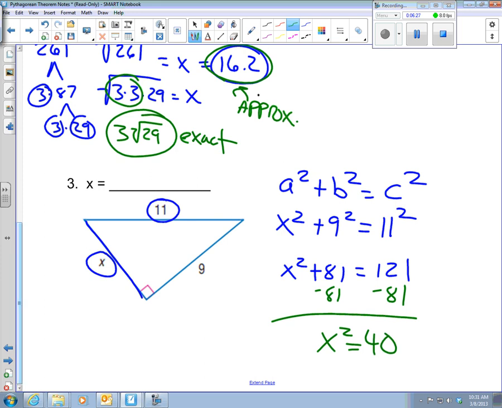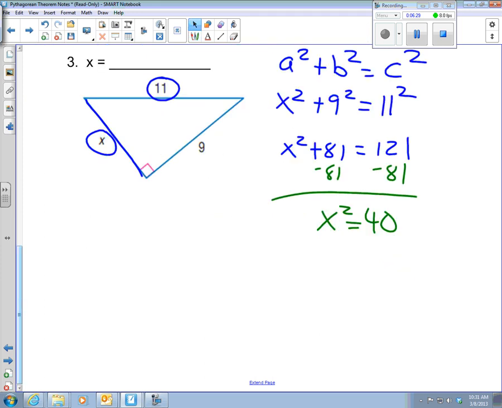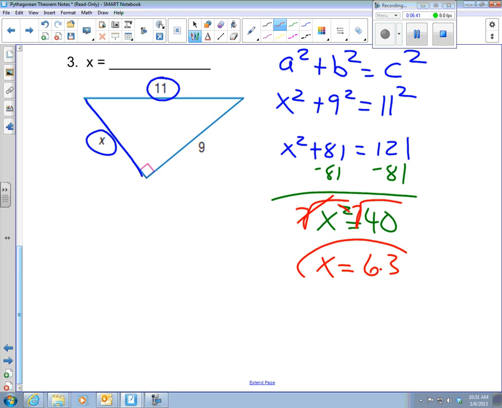Okay, and when you do this problem, I'm just going to get the approximate answer. I'm going to take the square root of both sides. The square root cancels out the square, and I get x equals, should be plus or minus, but we're just going to take the positive, and I get 6.3 roughly. So x is equal to 6.3.